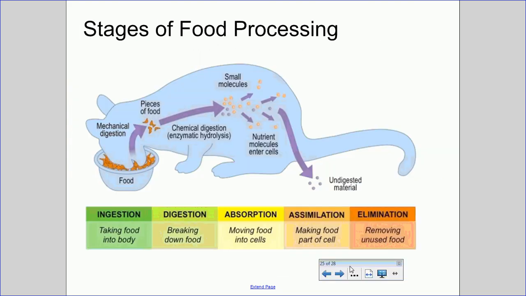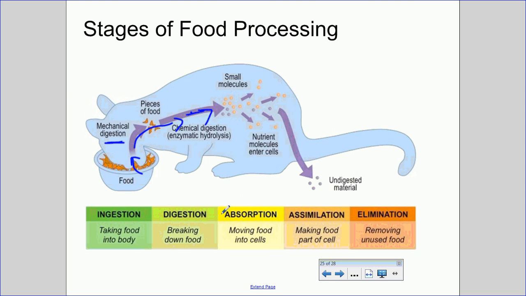This picture here goes through the various stages of food processing that we've all talked about, just keeping in mind the bigger picture. We have ingestion, which is the process of taking food into the body. This is where the process of digestion will then occur. This is breaking down that food through mechanical digestion, or chewing food, and then you have chemical digestion occurring, where enzymes break down those polymers into monomers.